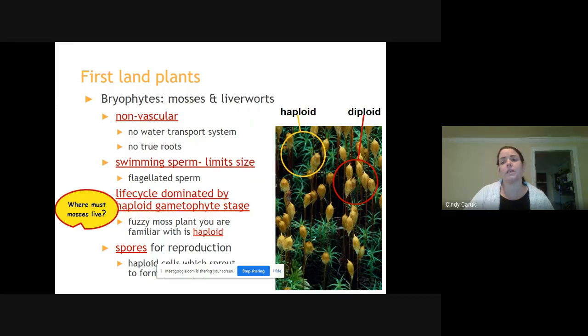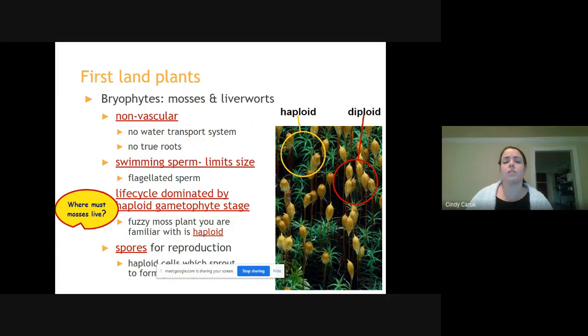Now, firstly, in plants, these are the mosses. So if you're able to go outside, you'll find a number of moss beds, probably around your backyard or wherever you live. And at this point, most of them are just this green gametophyte, and that is going to be haploid, but a few might have this sporophyte, the diploid generation coming out of it. Okay, they're non-vascular. They have no true water transport system, no true roots.